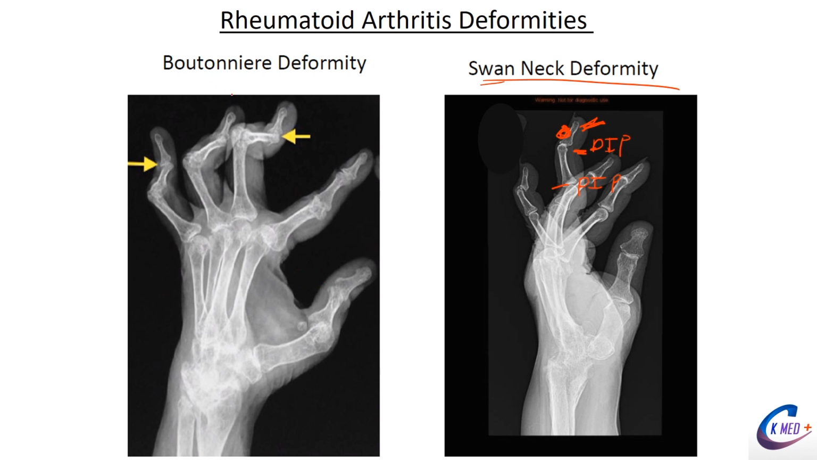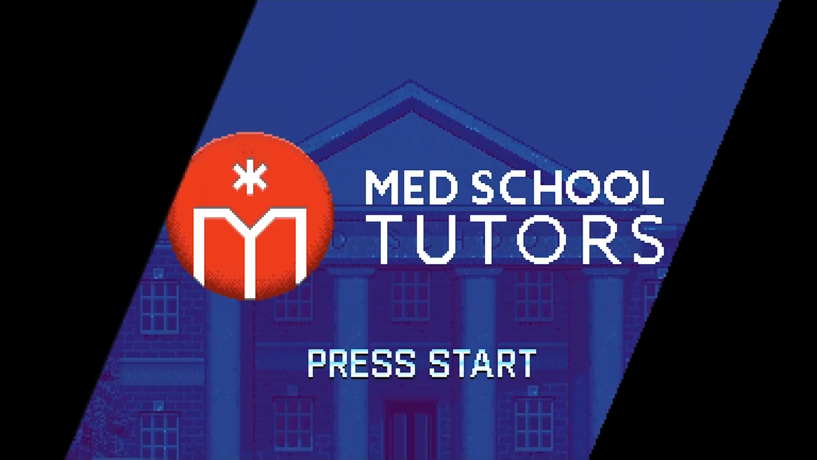Boutonniere's deformity is the opposite. So this is hyperextension of your DIP, and this is hyperflexion of your PIP. And those are just the difference between those. Why is this caused? Well, rheumatoid arthritis is a chronic inflammatory autoimmune disease of your joints, and that causes all these destructions of the joints, and the joints start getting all deformed and moving in different directions, and you can get either one of them.